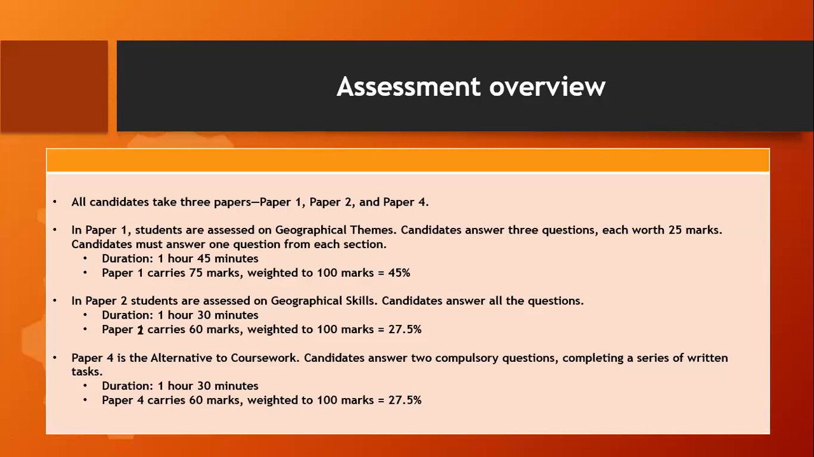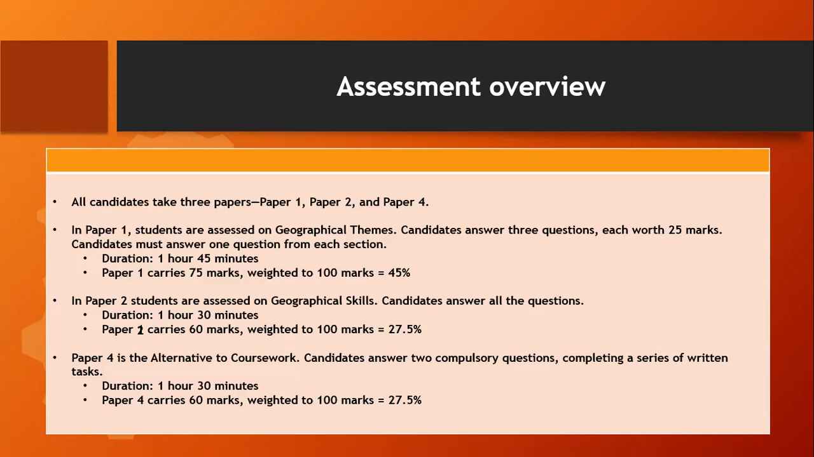All candidates should take three papers, which are paper 1, paper 2, and paper 4. In paper 1, students are assessed on geographical themes, and candidates should answer three questions, each worth about 25 marks. Candidates must answer one question from each section. Section A, section B, and section C will have two questions each. Out of the six, students have to choose three. The duration of the paper is 1 hour 45 minutes, and paper 1 carries 75 marks, weighted to 100 marks, which is equal to 45% of the overall paper.